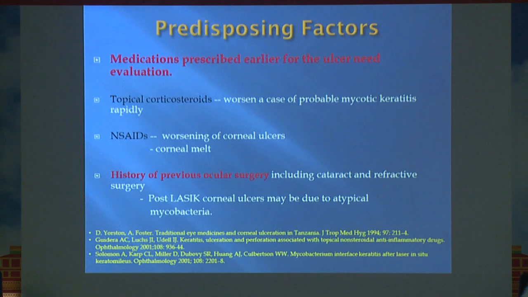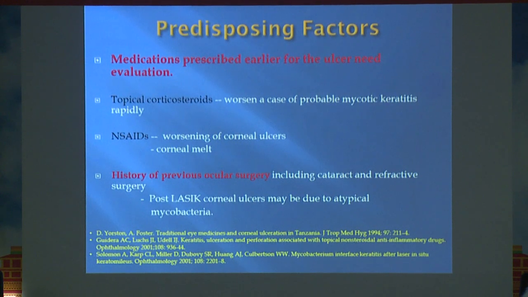Medication prescribed earlier for the ulcer needs evaluation. Most of the cases who presented in this region are taking topical corticosteroid, which worsens a case of probable mycotic keratitis rapidly. NSAIDs worsen the corneal ulcer and cause corneal melts. So we have to check all the medications which patients are taking previously.